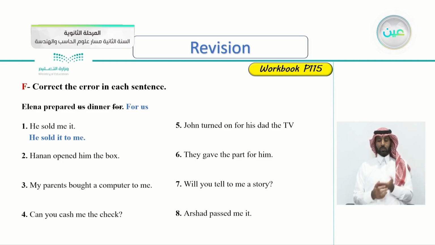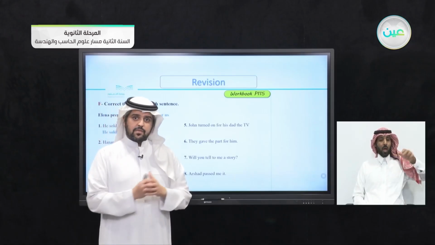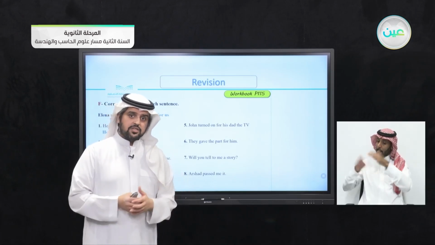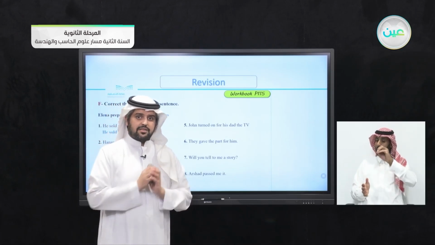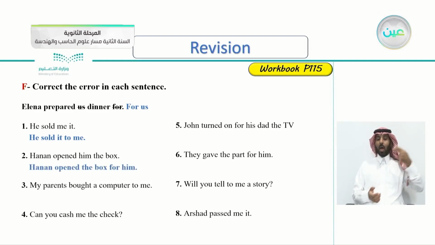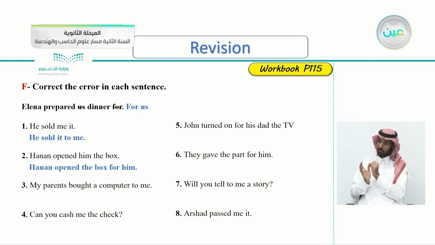Number two, Hanan opened him the box. Of course, you know this is a wrong sentence. It's very obvious. So how do we make it right? Okay, let's check the answer together. Hanan opened the box for him. Of course, him here is an indirect object and the box is the direct.